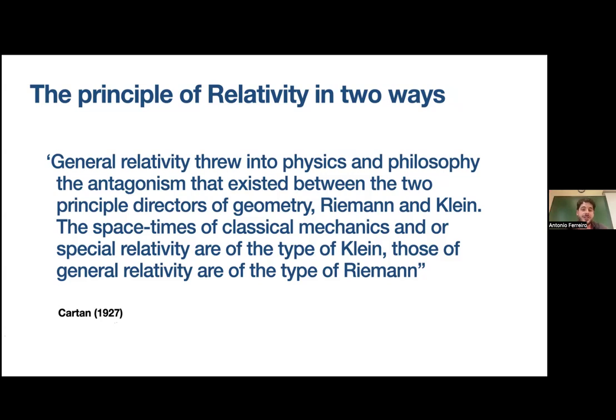One of the interesting quotes from Élie Cartan says the following: general relativity threw into physics and philosophy the antagonism that existed between the two principal directors of geometry, Riemann and Klein. The space-time of classical mechanics and our special relativity are of the type of Klein. Those of general relativity are the type of Riemann. What does Cartan mean by this?